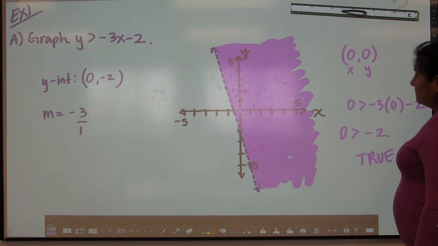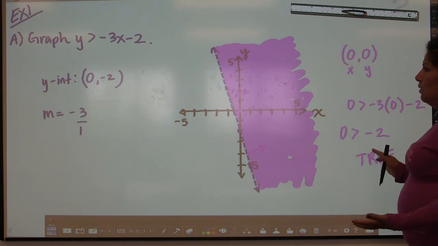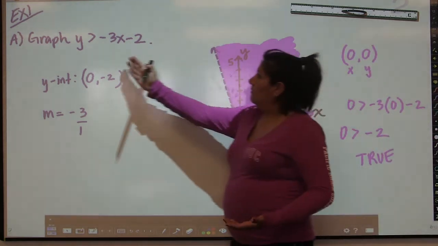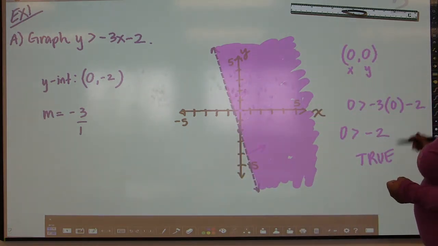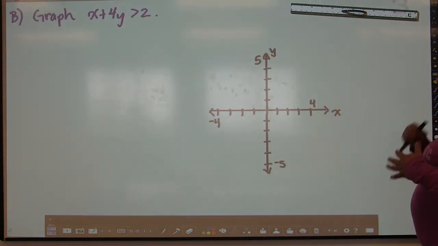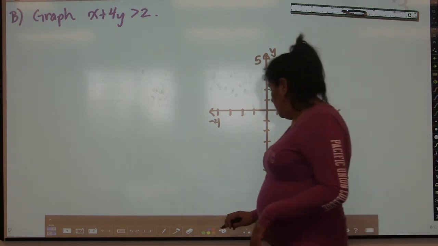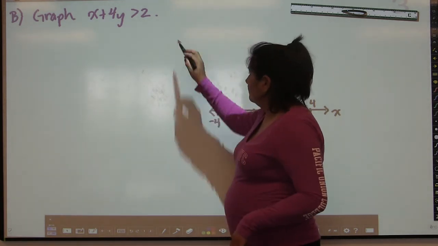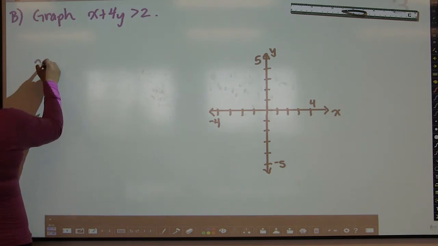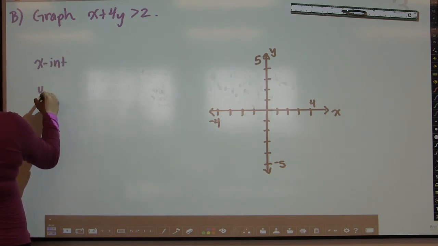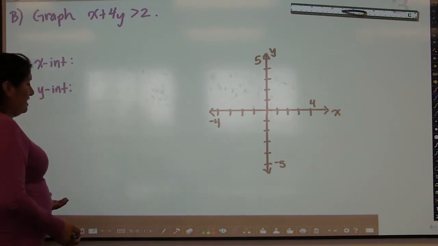We're going to do one more for you here. This graph was in y equals mx plus b. That was the form that it was in, and so we used the y-intercept and the slope to graph it. This one is actually in what we call standard form, and I hope you remember that with standard form, you want to graph by using x and y intercepts. So in this case, we are not going to graph this using y equals mx plus b because it's not in y equals mx plus b.